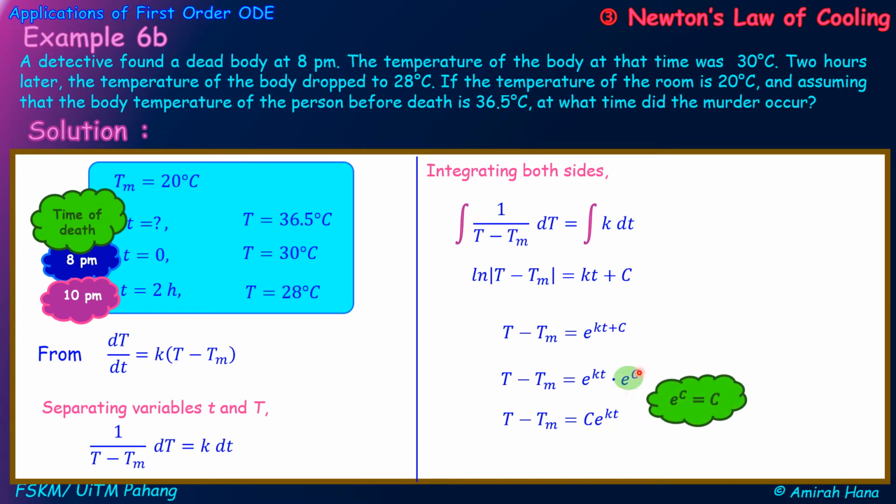So from here, E to the power of C, we write equals C, because E equals 2.718 something, which is constant, and a constant to the power of a constant will equal a constant. After that, we can write temperature as the subject: we move negative Tm to the right-hand side, so we get positive Tm, and then plus C e to the power of Kt.